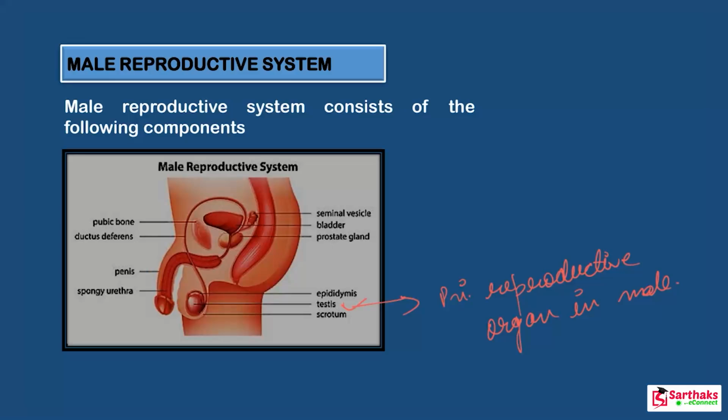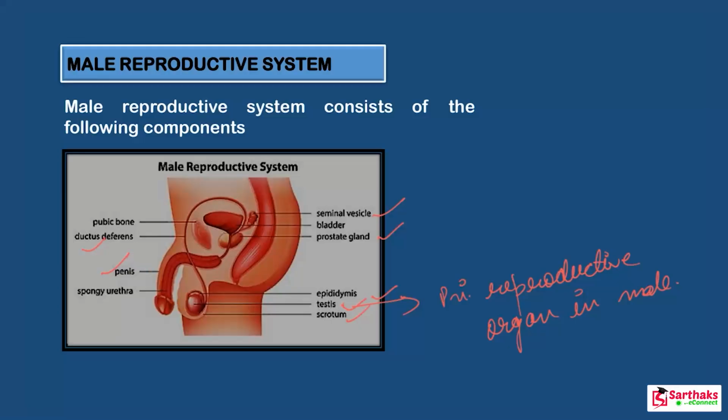Now these organs are the testes as well as the scrotum, epididymis, vas deferens, ductus deferens. The vas deferens is also known as the ductus deferens or the sperm duct. Besides these organs there are some glands also present, the seminal vesicle as well as the prostate gland. And the last and important part is the penis. So these are the different organs of the human male reproductive system.